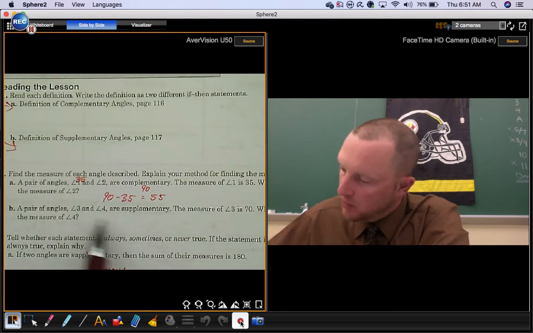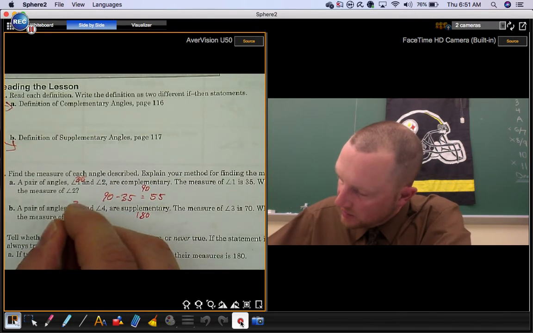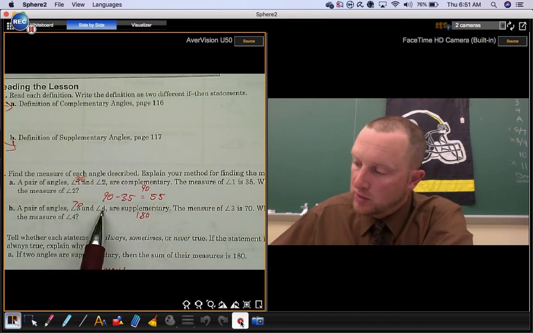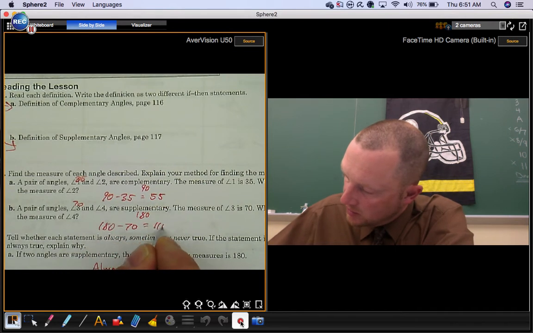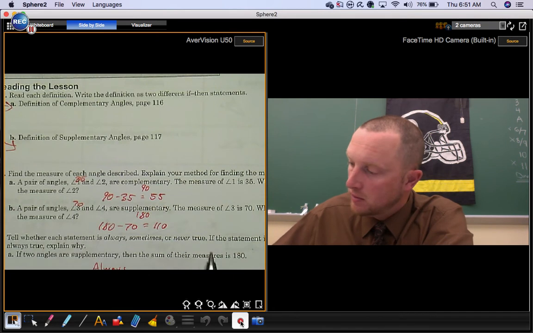Part B, a pair of angles are supplementary. That means they add to 180. The measure of angle 3 is 70. What's the measure of angle 4? Well, these two angles need to add to 180. So I'm going to subtract to find the supplement of that angle 3.